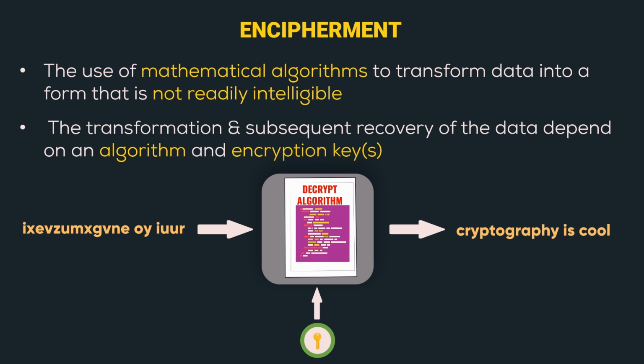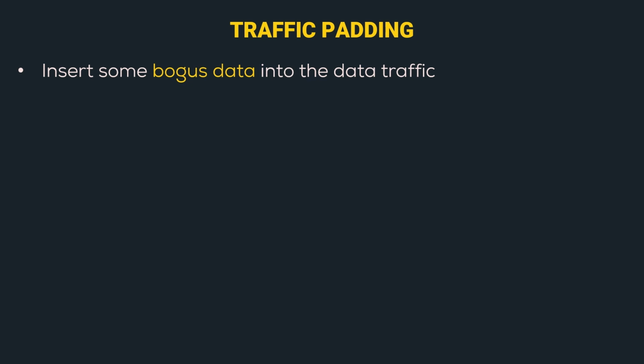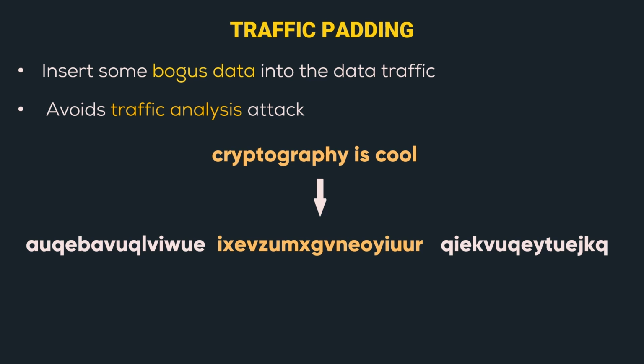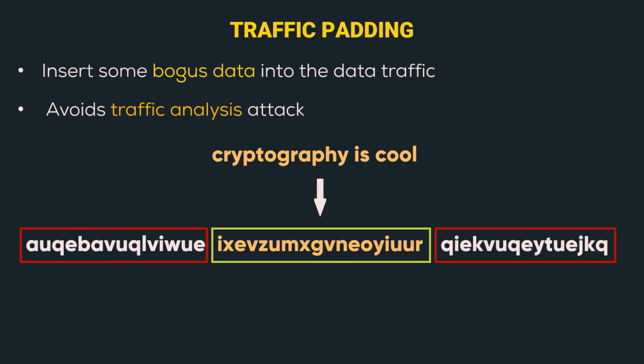Let's move to the next, which is traffic padding. In traffic padding, we insert some bogus data into the data traffic. This avoids traffic analysis attack. Consider we have the following plain text. We first convert the plain text to ciphertext. Then we remove all the spaces between the words. Then we pad some bogus data before and after our ciphertext.